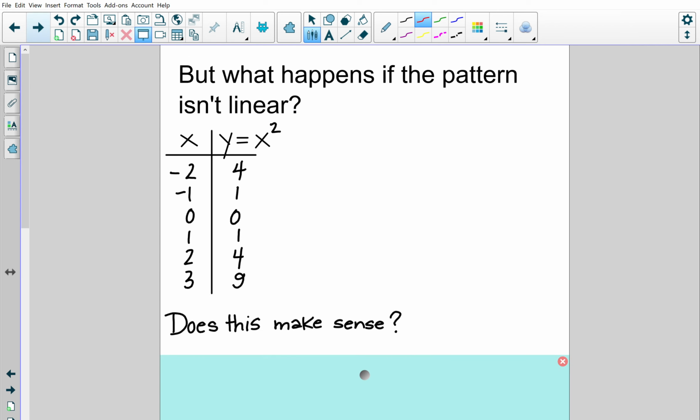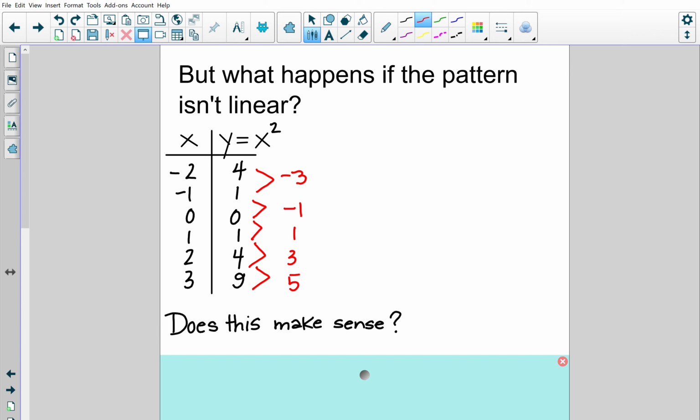But what happens if that pattern isn't linear? Okay, if that pattern isn't linear, let's see, if we take y equals x squared, 1 minus 4 is negative 3. 0 minus 1 is negative 1. 1 minus 0 is 1. 4 minus 1 is 3. And 9 minus 4 is 5.